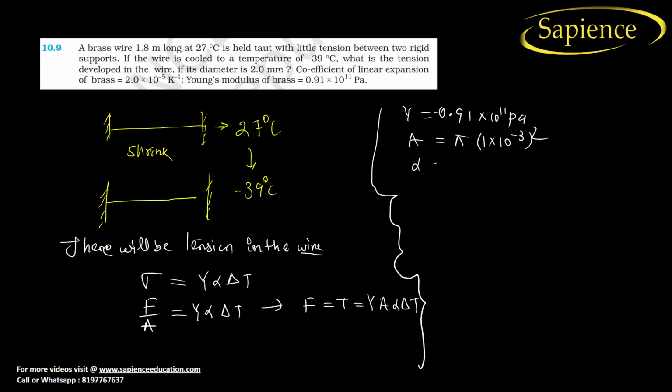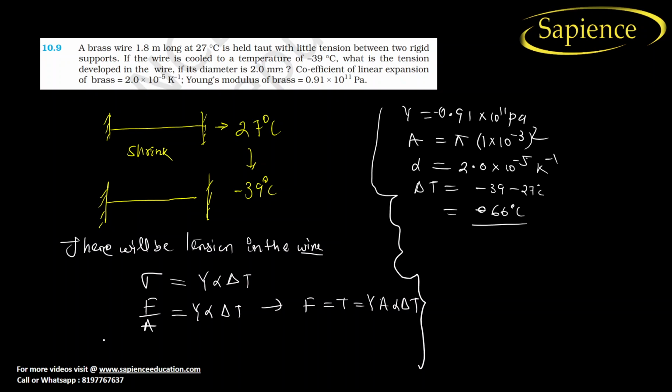So what is the value of alpha? Alpha, the coefficient of linear expansion, is 2.0 into 10 to the power minus 5 Kelvin inverse. Okay, so what will delta T be? The final temperature is minus 39, so the change in temperature is minus 39 minus 27 degrees Celsius, which is approximately minus 66 degrees Celsius. So this is the change in temperature.